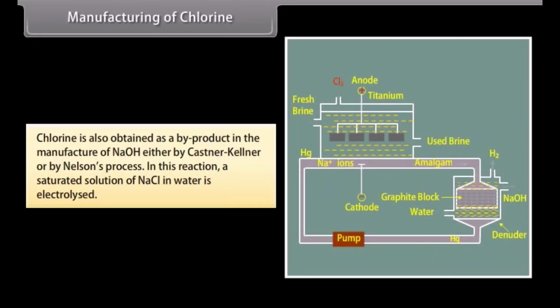Chlorine is also obtained as a byproduct in the manufacture of NaOH either by Castner-Kellner or by Nelson's process. In this process, a saturated solution of NaCl in water is electrolyzed.